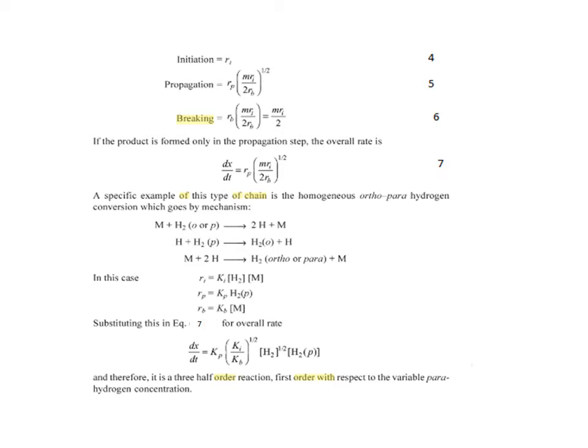In this case, Ri is equal to Ki H2 into concentration of M, Rp is equal to Kp H2 para concentration, Rb is Kb into M. Now substituting in equation 7 for the overall rate, dx/dt is equal to Kp (Ki over Kb) under root into H2 under root into H2 para concentration, and therefore it is a 3/2 order reaction, first order with respect to the variable para hydrogen concentration.